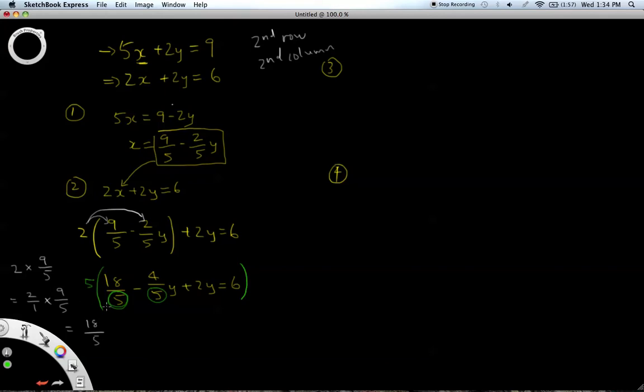Now what happens is, when you multiply 5 times 18 over 5, really the 5s simplify and it just becomes 18. When I multiply 5 times negative 4 over 5, again, the 5s simplify, and I just end up with minus 4y. Now let me explain that to you.